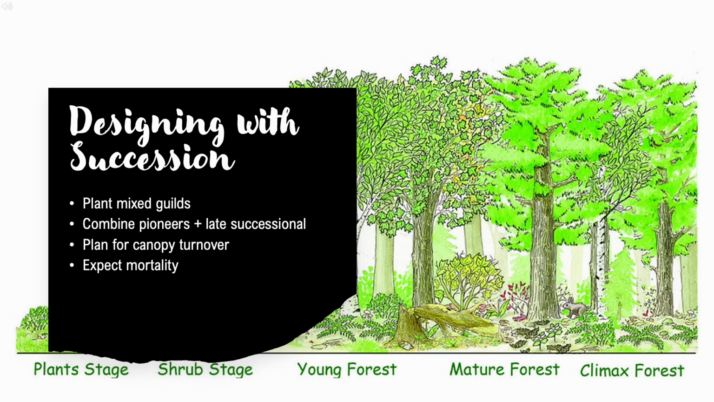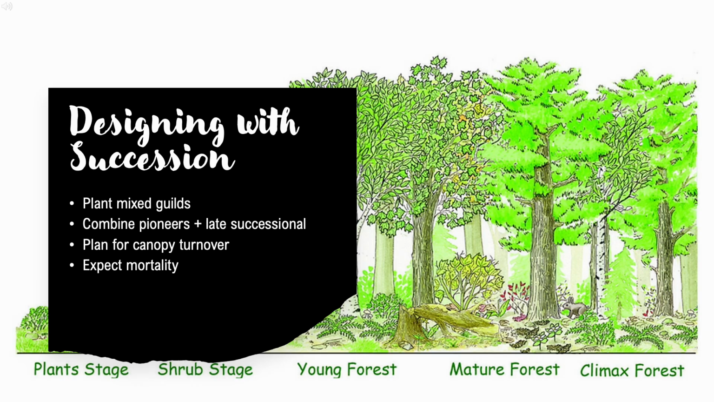Plan for canopy turnover. Pioneer trees are not permanent. Many of the fast-growing species you plant in year 1 will be dead or suppressed by year 15 or 20. Design your planting to expect this. The late successional species you plant today may seem small and unremarkable for years, but they're the foundation of the long-term landscape.